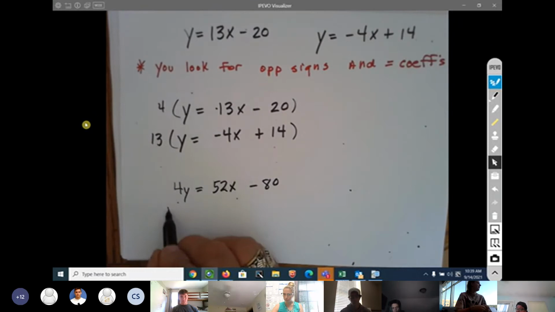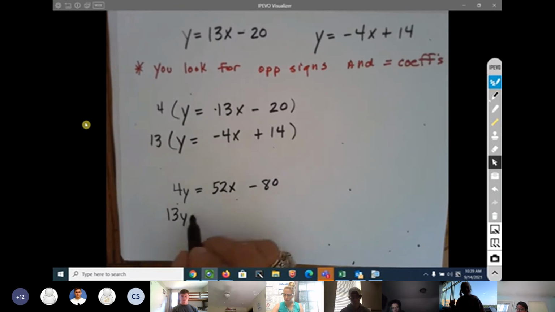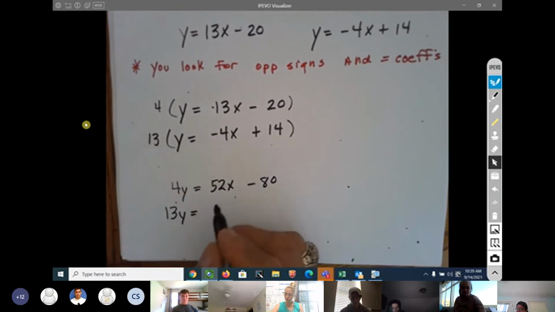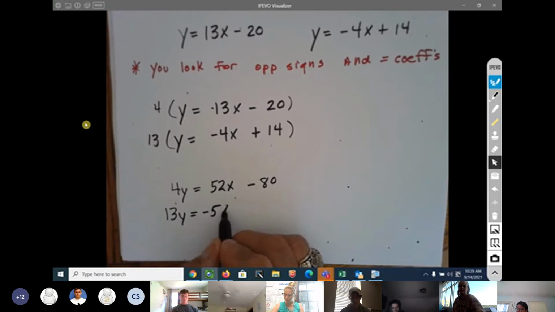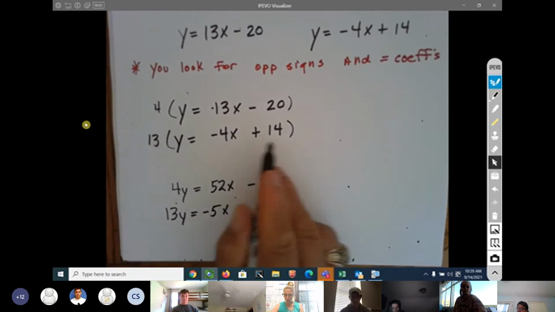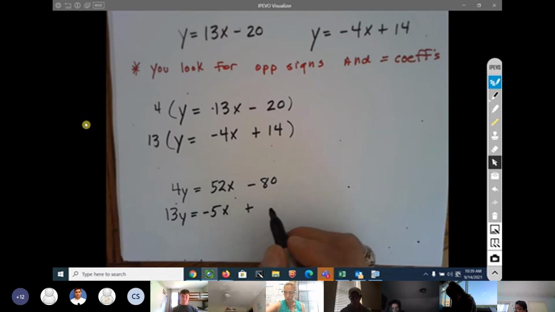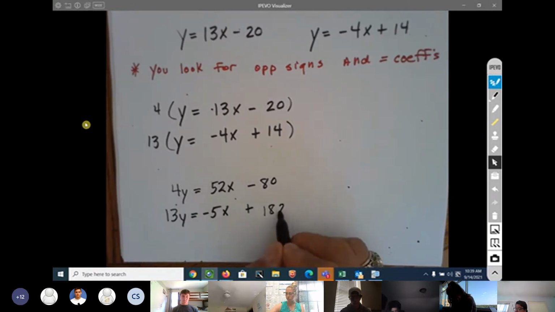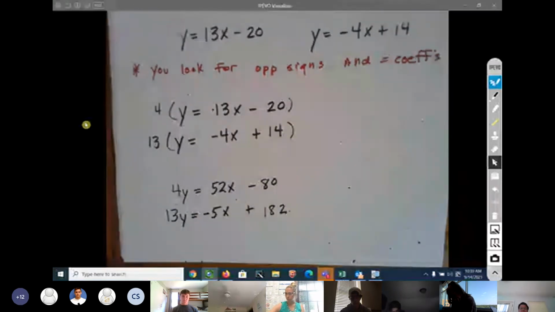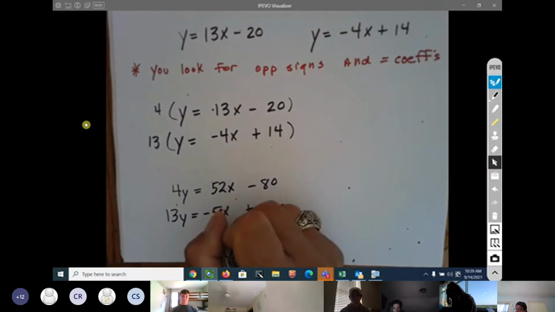And 13y is equal to negative 52x plus, and I think I told y'all that was what number, 182? Y'all help me out there. Was it 182? I think it was. You forgot the 2 and negative 52. Thank you.